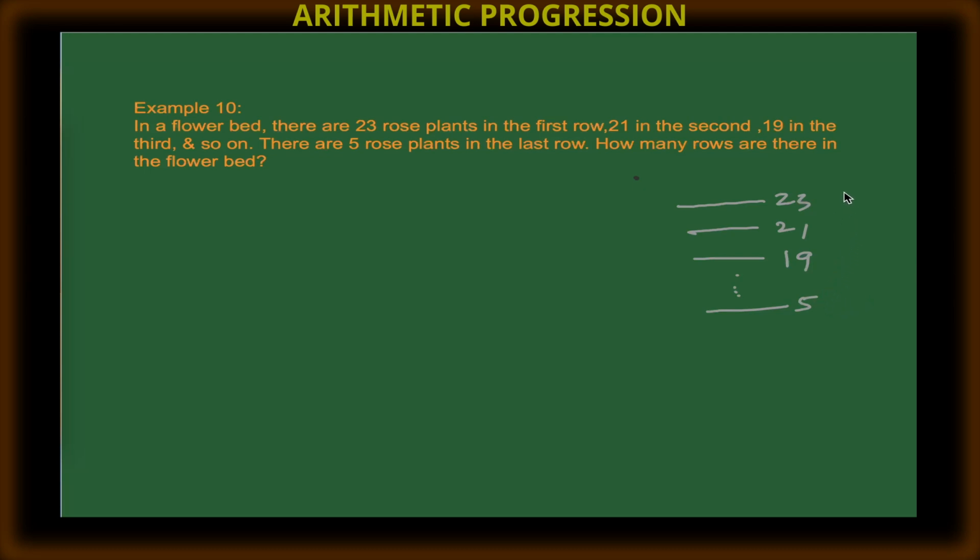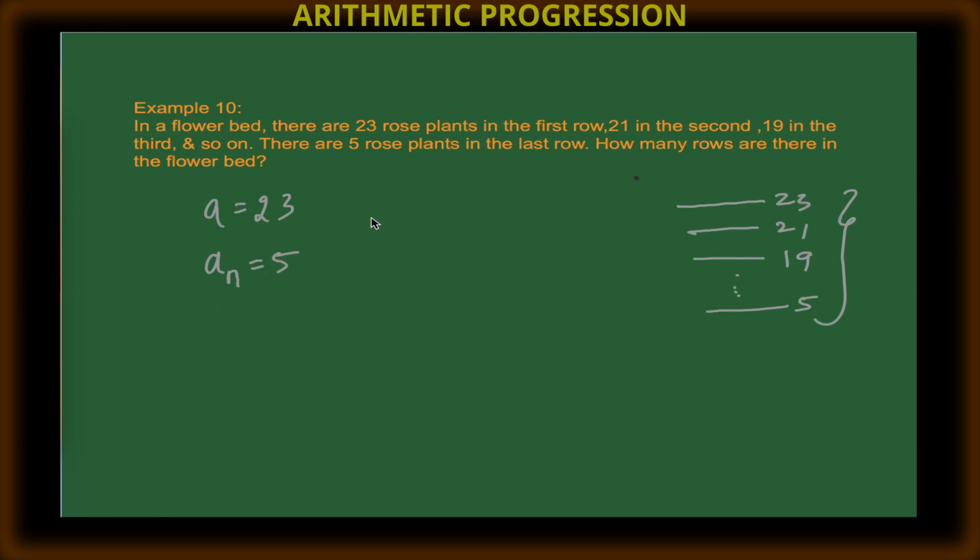So we need to identify how many such rows are there. 1, 2, 3, and like this the last one is there. The last one is known. Here we know the first one is 23, and for the last one we don't know which number it is, how many rows there are. We need to identify it. That's why n is unknown here, but we know the nth term, the last term, has the value 5.